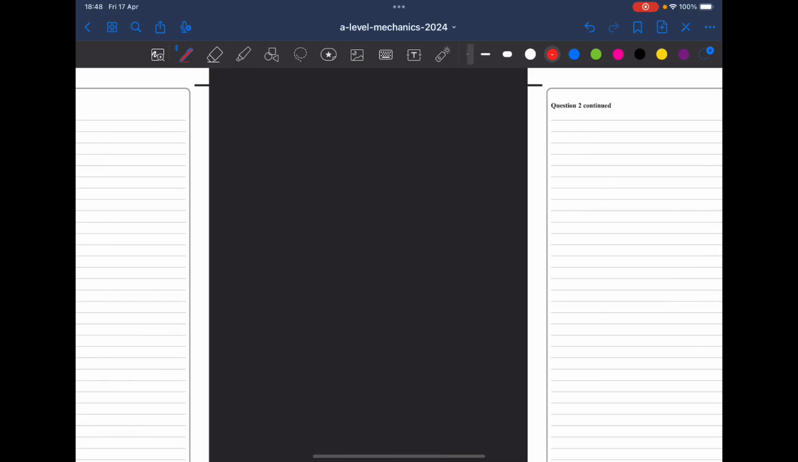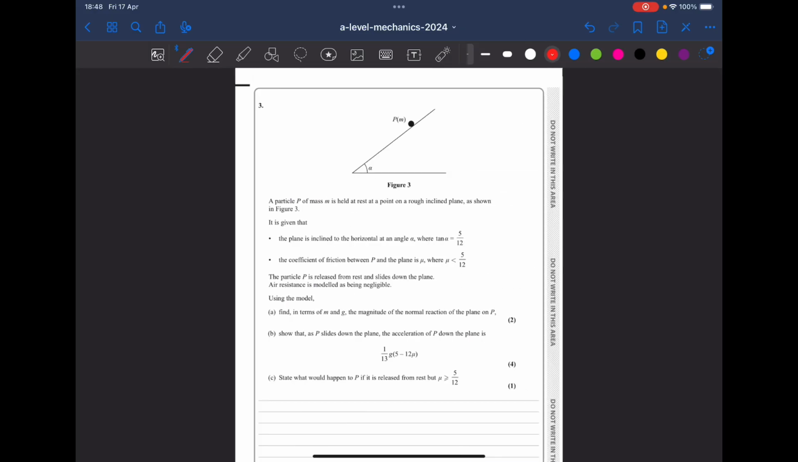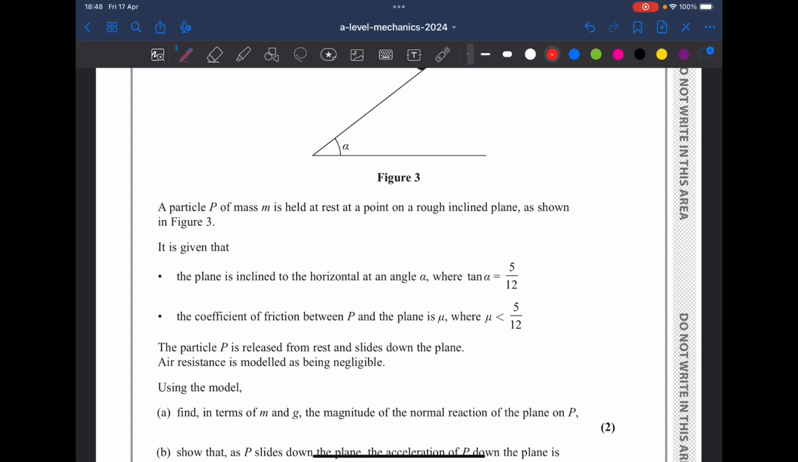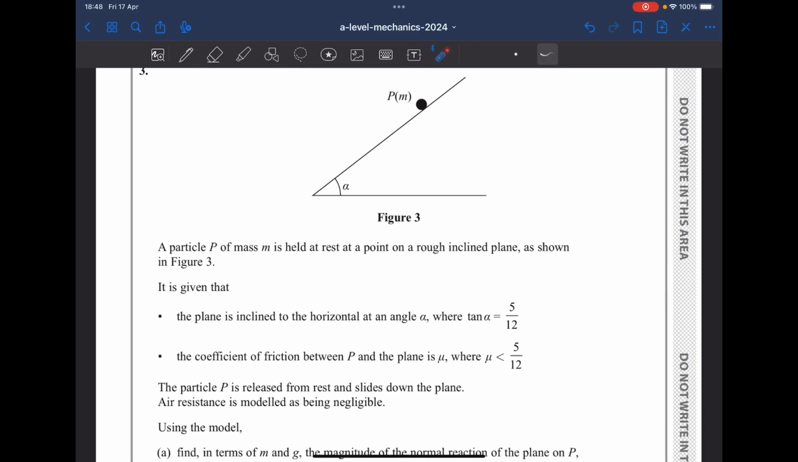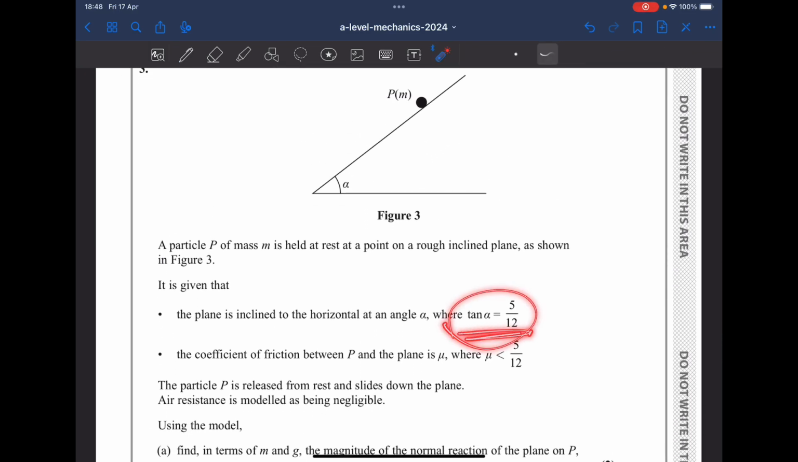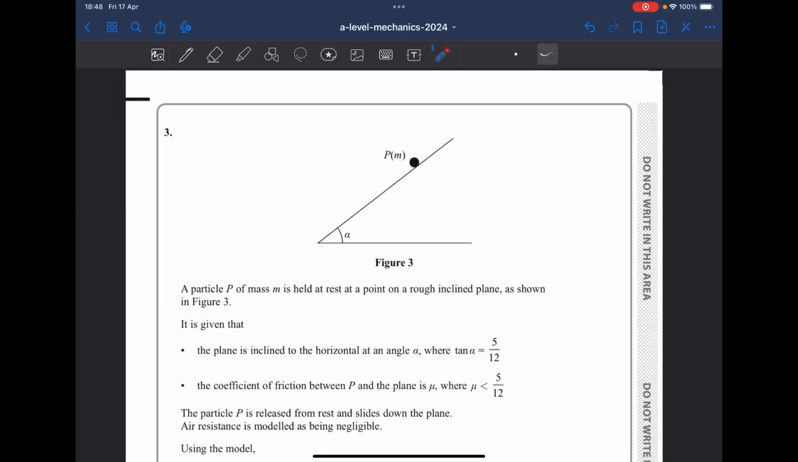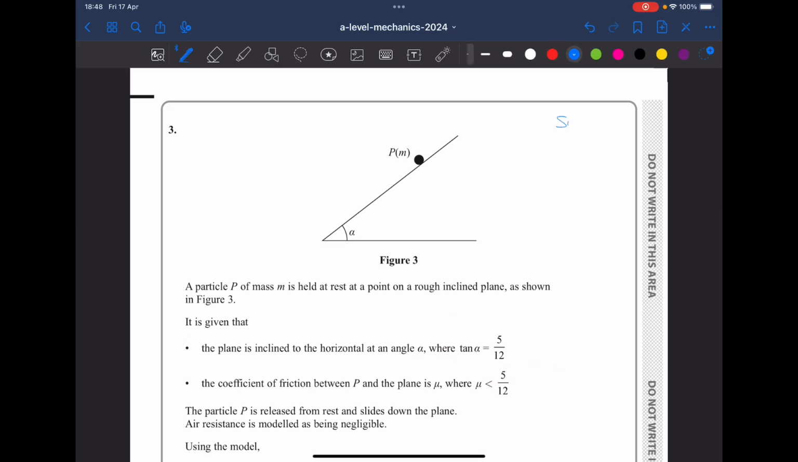You never need all this space. If you do, something's gone wrong. So what have we got here? The first thing I've spotted is that we have some angle. If tan alpha is 5 over 12, we know that sine alpha is going to be 5 over 13, and cos alpha is going to be 12 over 13.